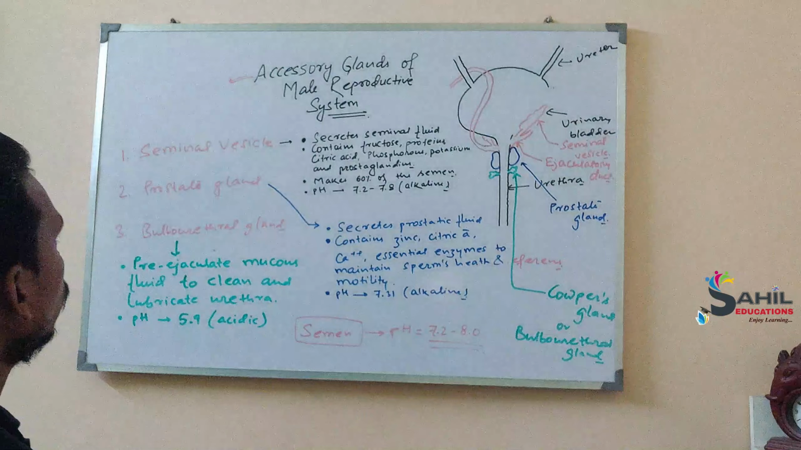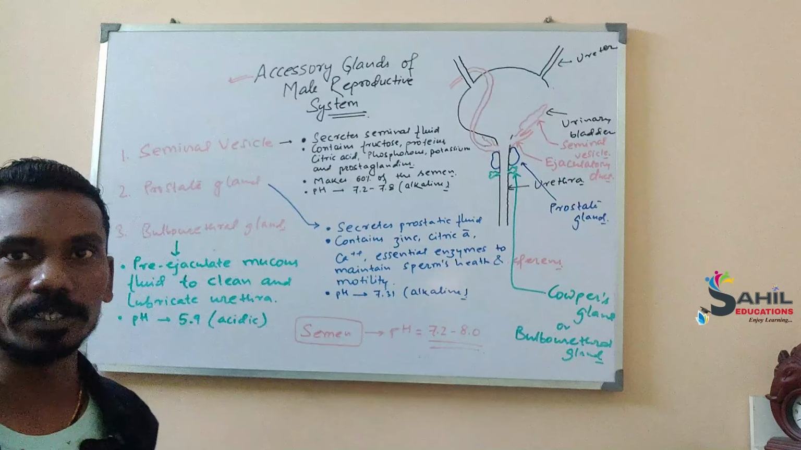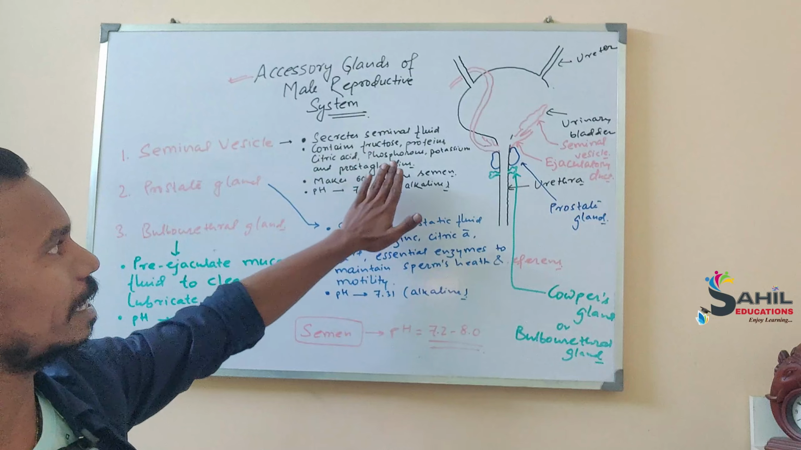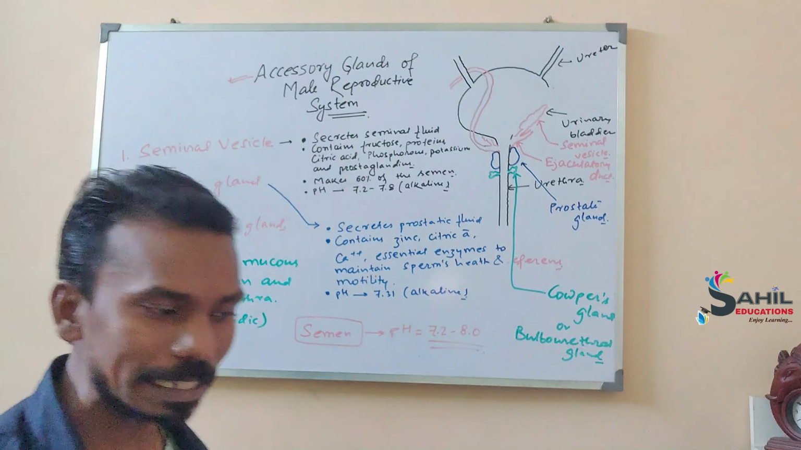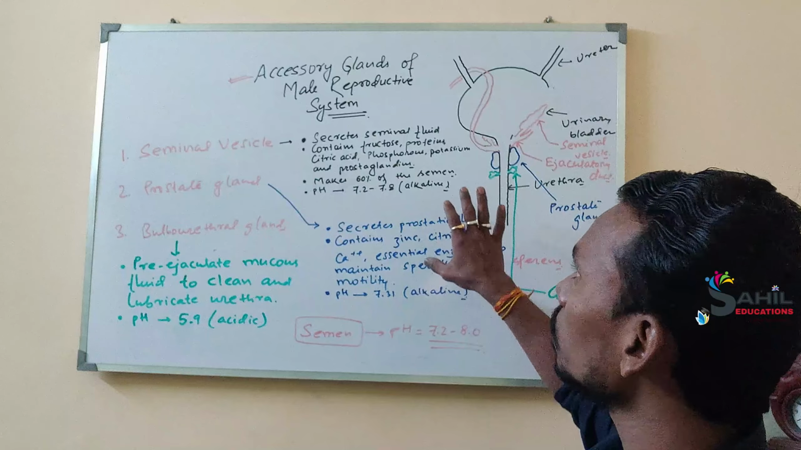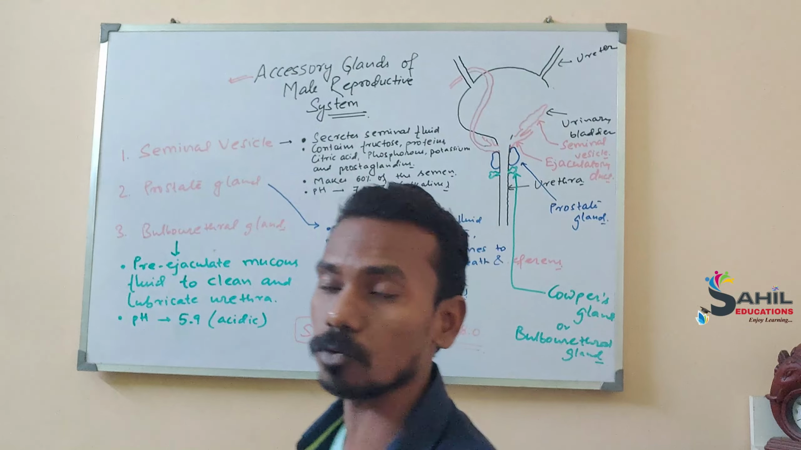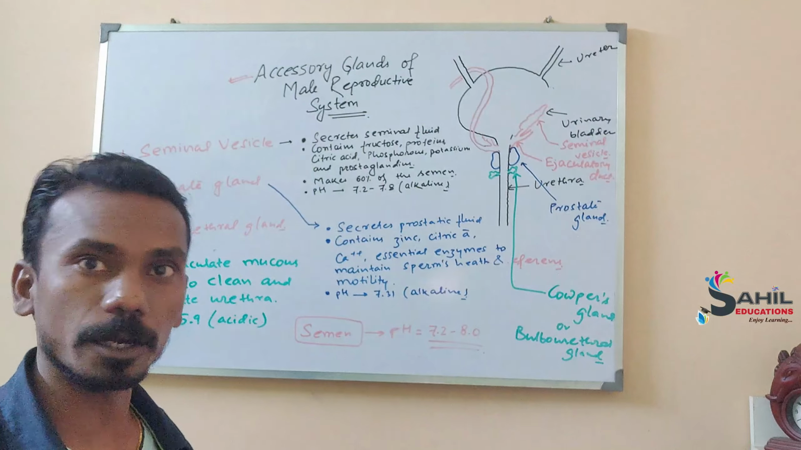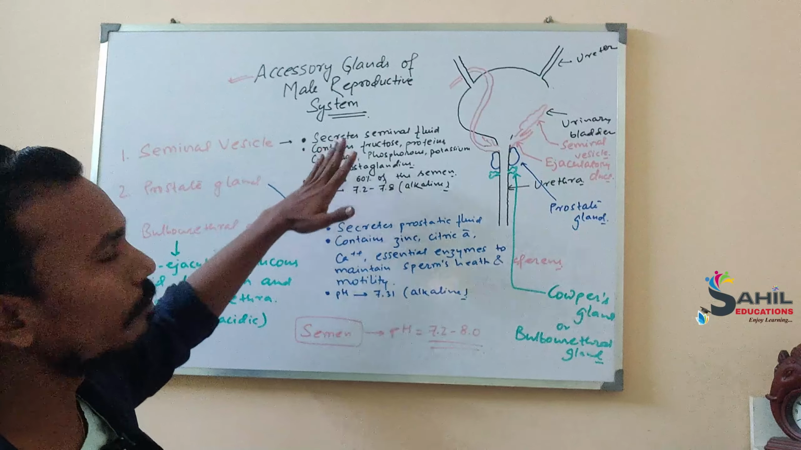So in the case of the seminal vesicle, it secretes the seminal fluid, and that seminal fluid contains fructose, protein, citric acid, phosphorus, potassium and prostaglandins. Why is fructose present in the secretion of the seminal vesicle? So that the sperms produced inside the testis and coming out through the urethra by ejaculation will get some nutrition from this fructose. So the sperms will be healthy.